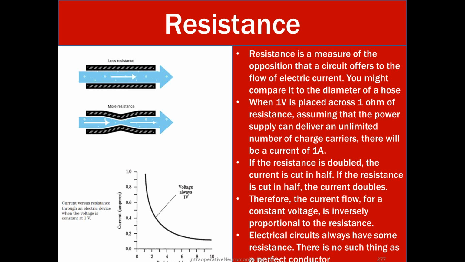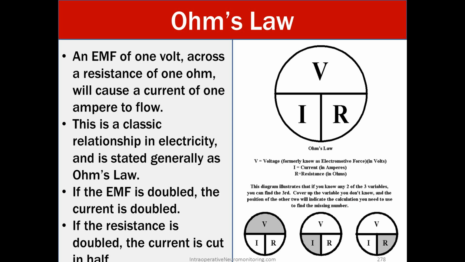Electric circuits always have some resistance. There's no such thing as a perfect conductor. So this is all leading up into one of the big laws that you have to know, which is Ohm's law. An electromotive force of 1 volt across a resistance of 1 ohm will cause a current of 1 ampere to flow. That's a sentence that you should know going into the test.